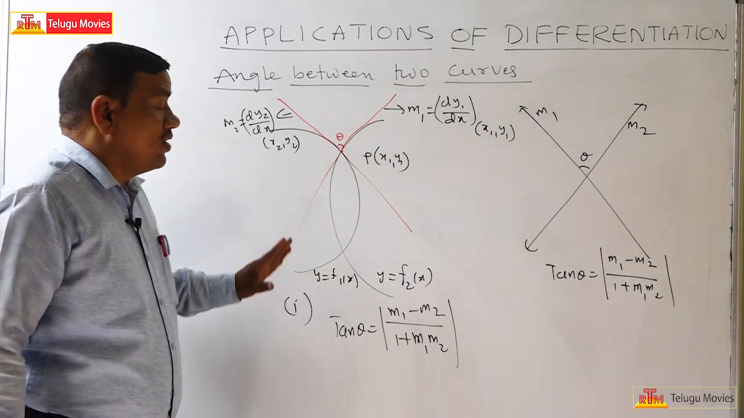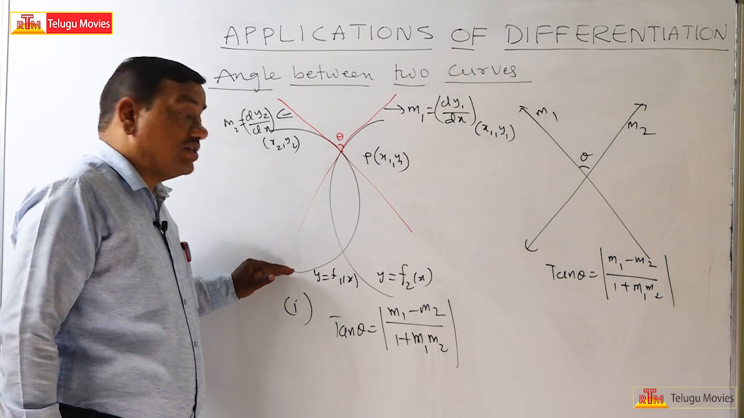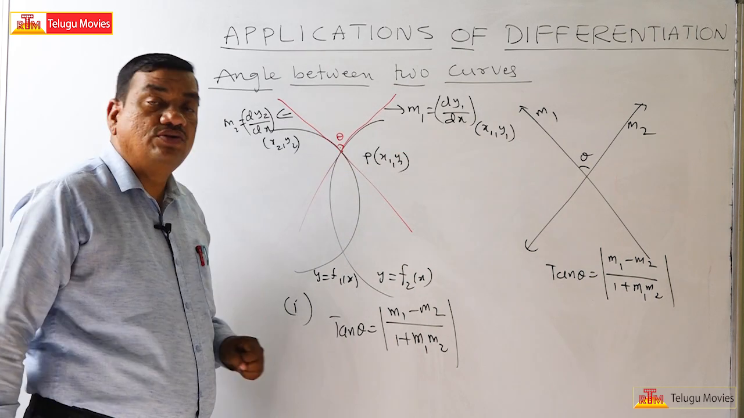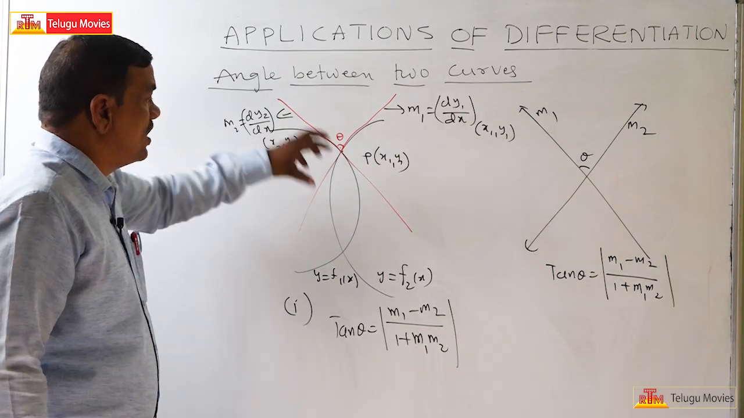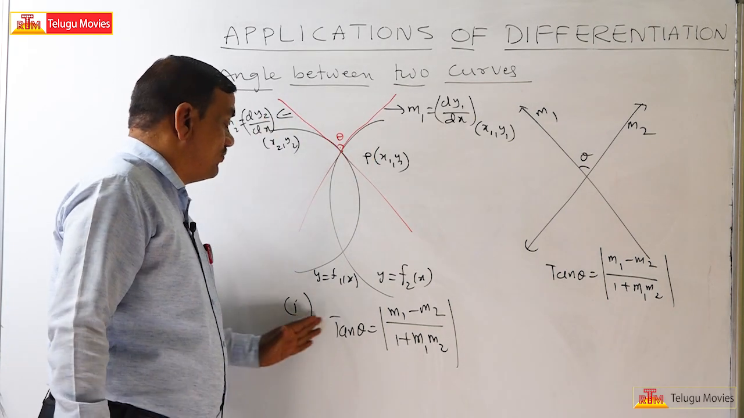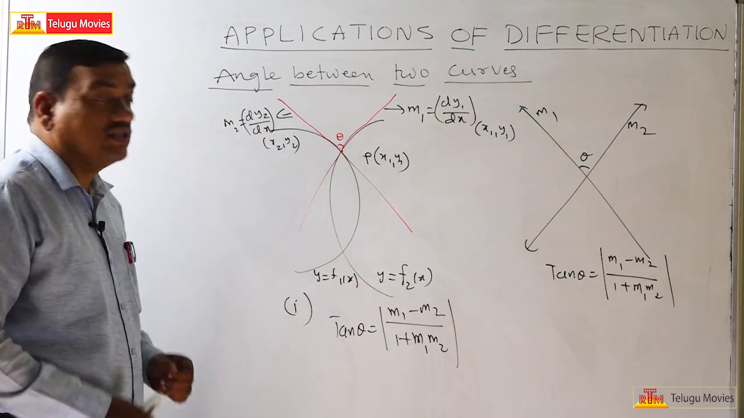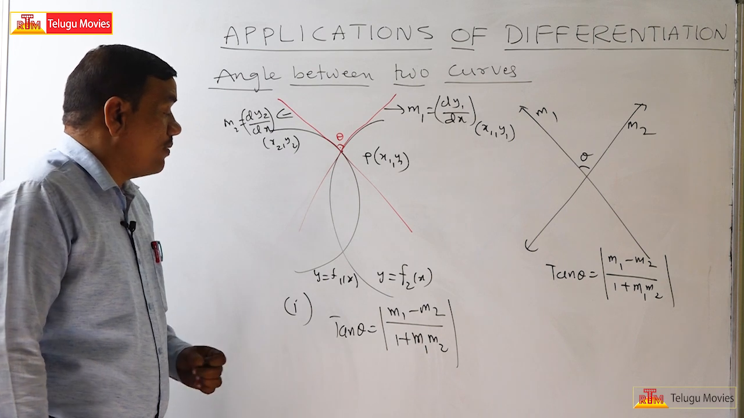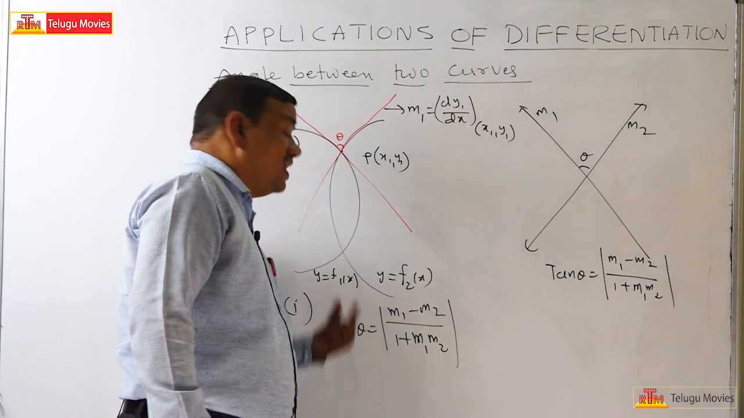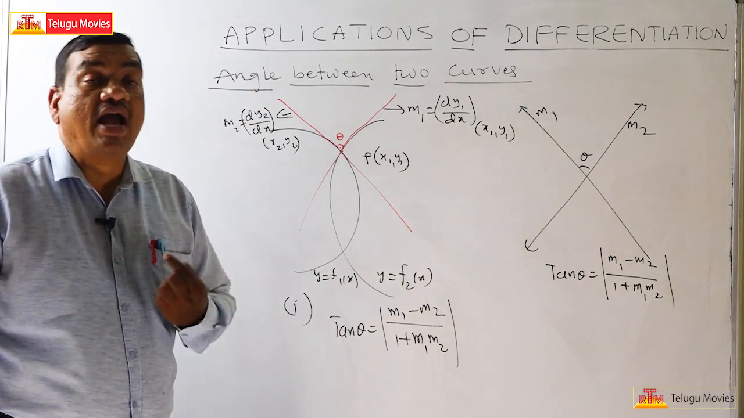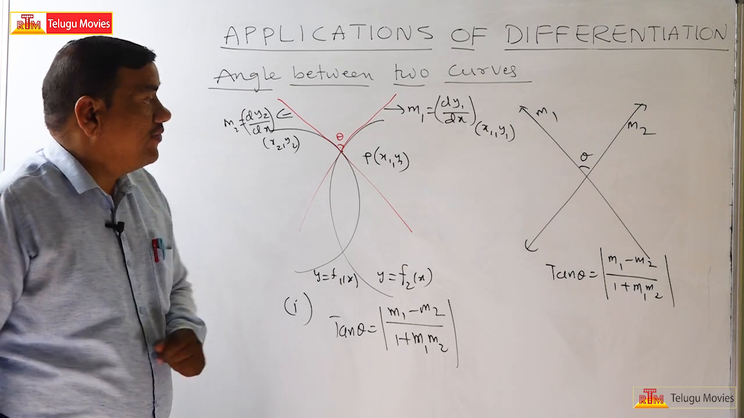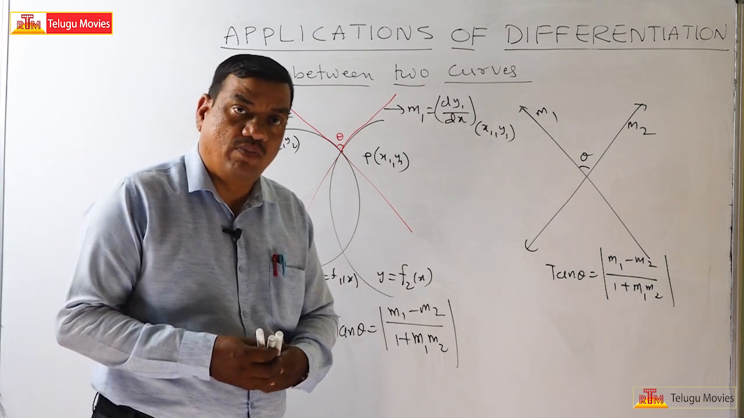After finding, first find the derivative of the first function, find the derivative of the second function, and substitute those values in dy by dx, we will get m1 and m2. Therefore tan theta is equal to modulus of (m1 minus m2) upon (1 plus m1 m2). Why do you have to keep the modulus? Generally we will take an acute angle as the angle between the two curves. Now here is a very important note point.